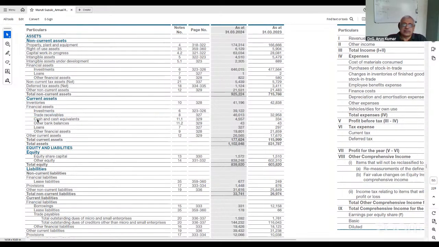I'm just going to move ahead. We saw inventories. Then let's look at the other aspects out there. We saw investments, current and so on. And then there is something called trade receivables out here, and cash equivalents, other bank balances, and so on and so forth. Let us look at those schedules out there. Let us look at 327.